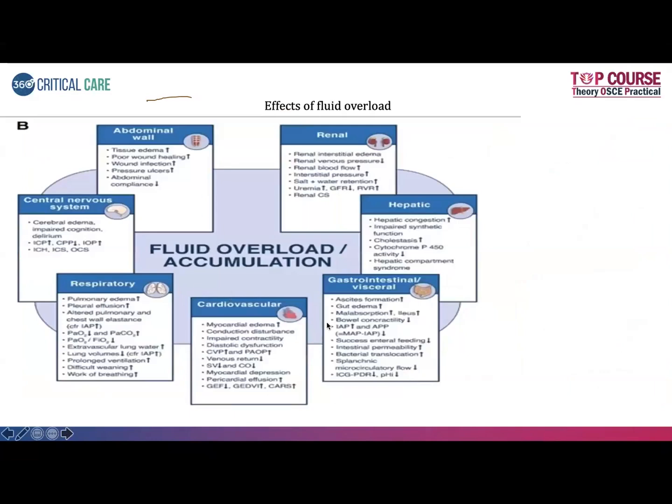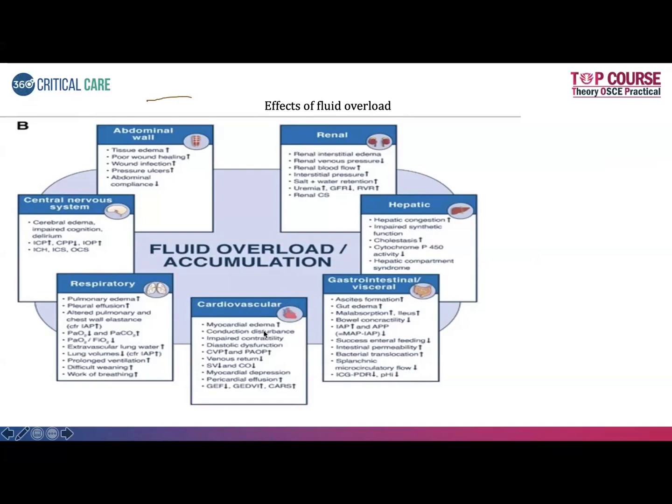So organ by organ, you will have to describe. Coming to renal, your venous pressure will go up, interstitial pressure goes up, blood flow decreases, and your GFR decreases. Hepatic congestion and cholestasis can happen, and hepatic compartment syndrome. In the GI tract, there is ascites, increased IAP, abdominal compartment syndrome. Your perfusion pressure will come down, with increased bacterial translocation, and microcirculatory flow will also come down.